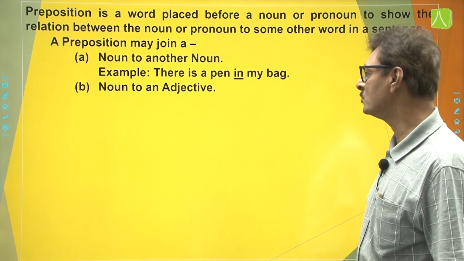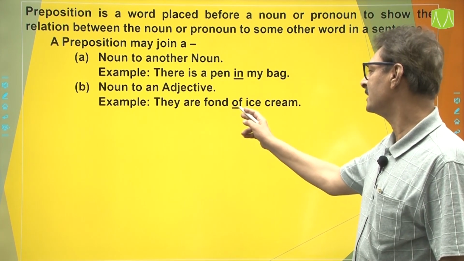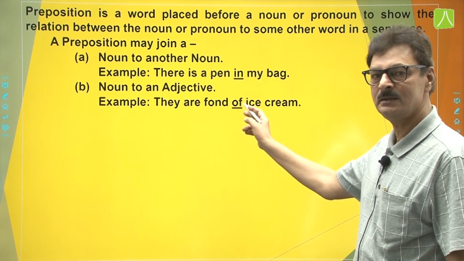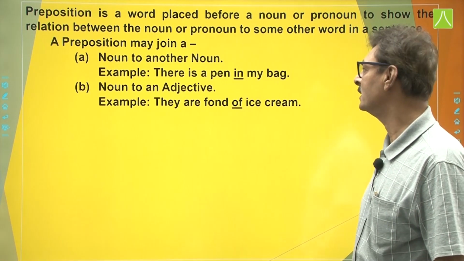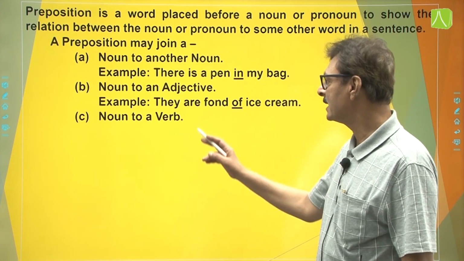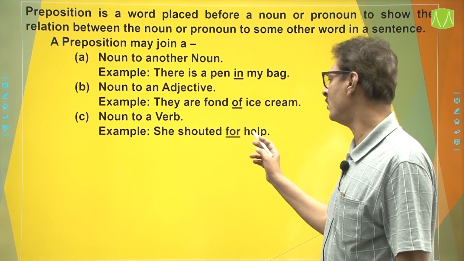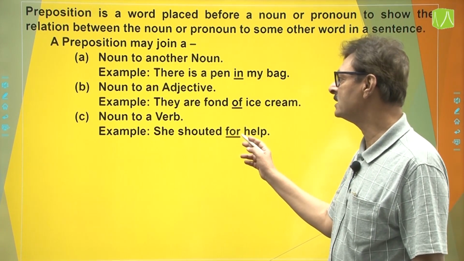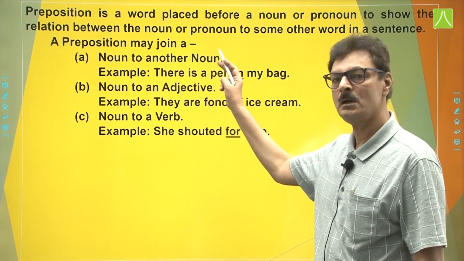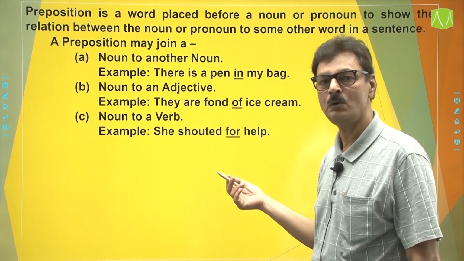Next, it can also join a noun to an adjective. They are fond of ice cream. Yes, this is the adjective, and this is the preposition over here. And it can also join a noun to a verb. She shouted for help. So "for" is the preposition over here. So a preposition may join a noun to another noun, it can join a noun to an adjective, or it can also join a noun to a verb.